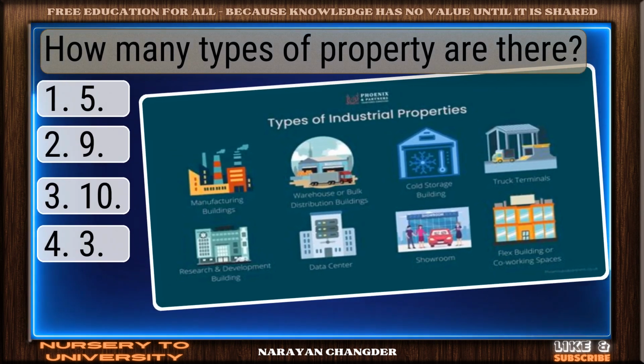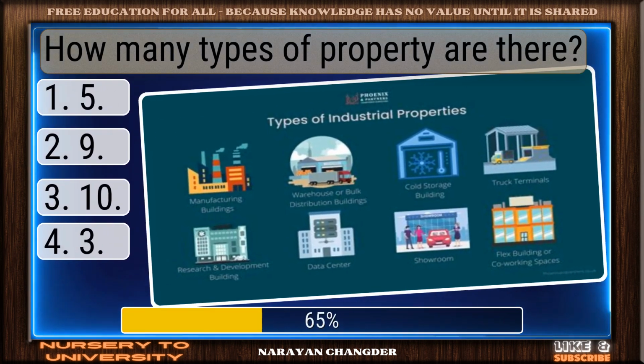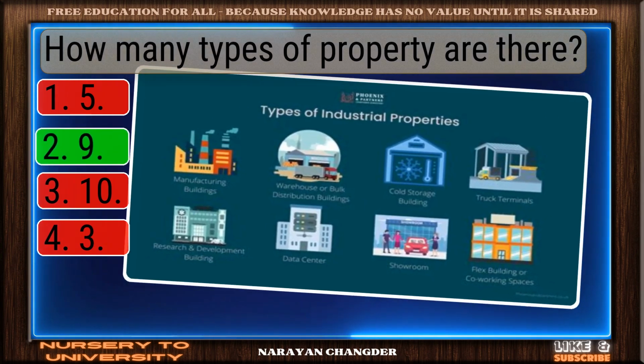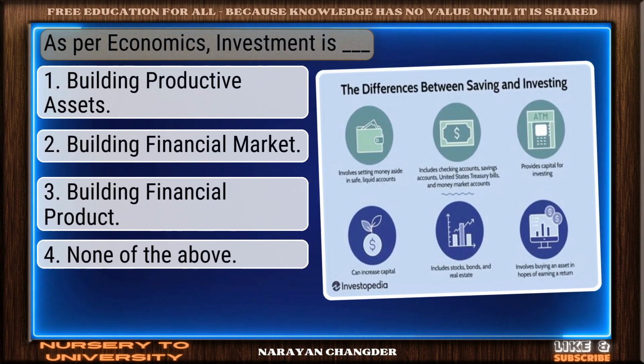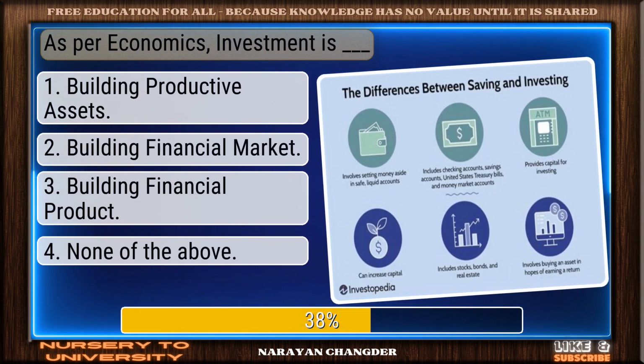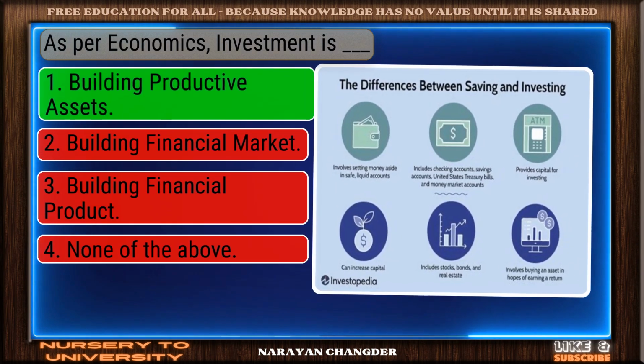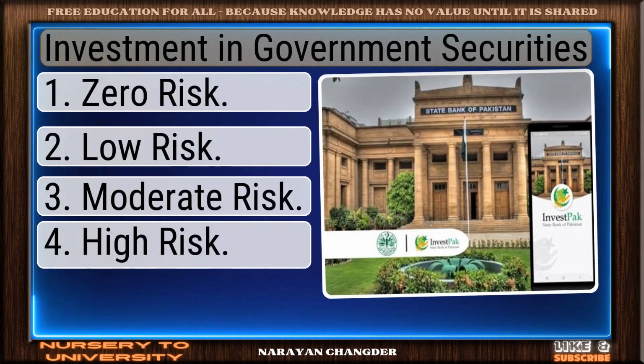How many types of property are there? You chose 9, and it is correct. As per economics, investment is dash. Strong choice. Building productive assets is the right answer.